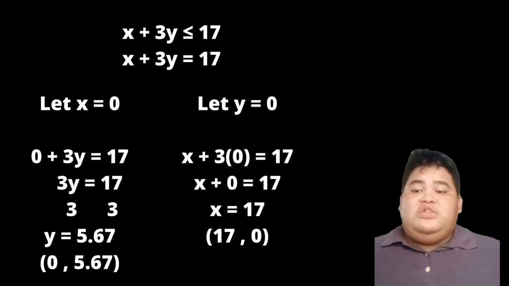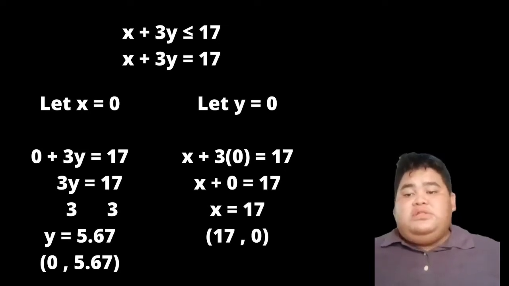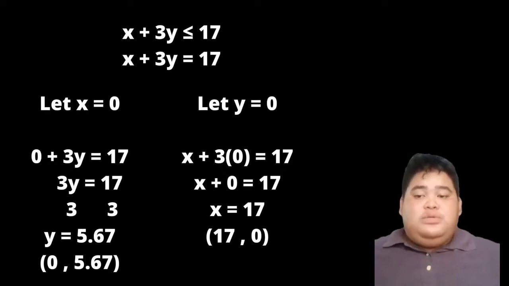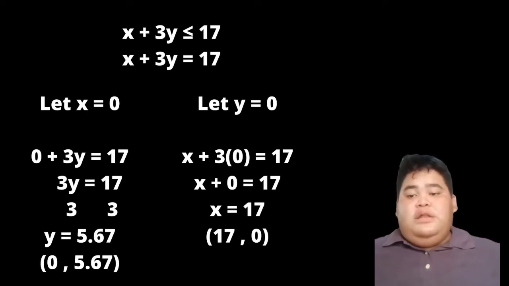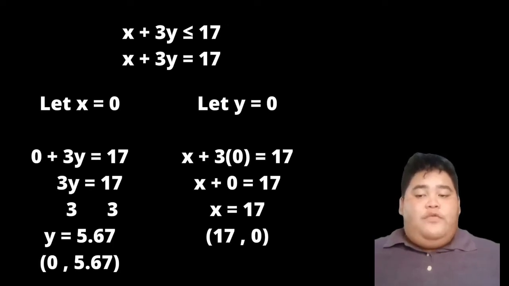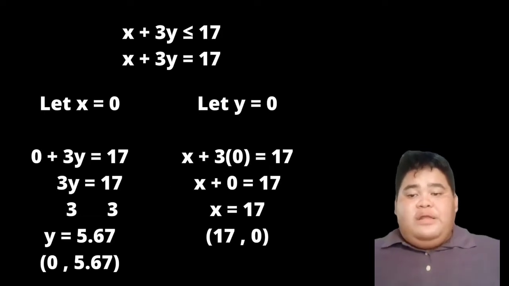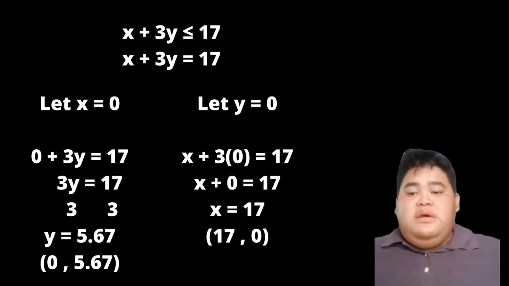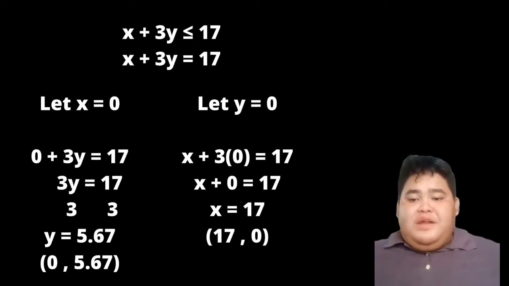x plus 3y equals 17. Let x equals 0. 0 plus 3y equals 17. 3y over 3 equals 17 over 3. And the answer is y equals 17 over 3. And the proper answer is (0, 17 over 3), or there is another way to write your answer. (0, 5.67) is the ordered pair.